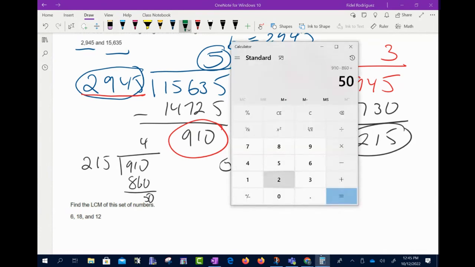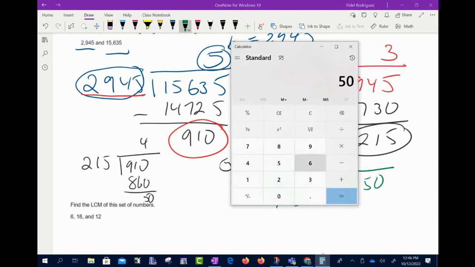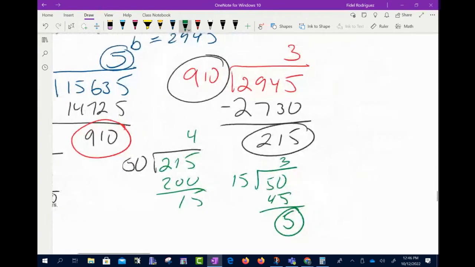Okay, so now I'm going to divide again. I'm going to say 215 divided by 50, 4 times, okay? So that's going to give me 200, and that's going to be leaving me with 15. Well, still got a remainder, so I got to divide again. 15 into 50. So 50 divided by 15, 3 times, and that's 45, okay? And I'm going to subtract, that's going to give me a 5, okay?